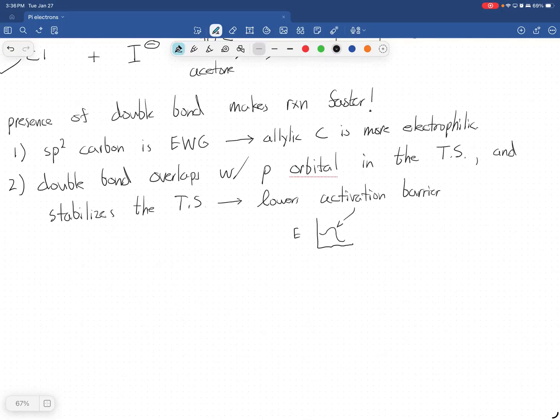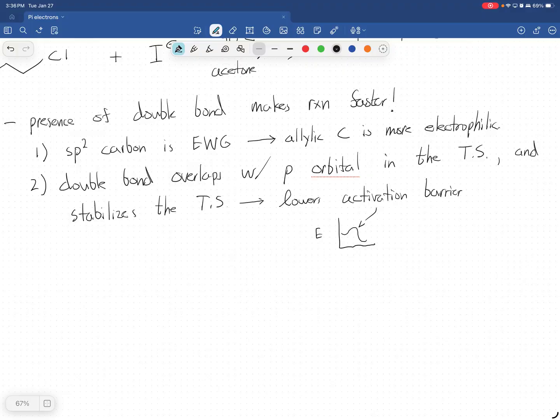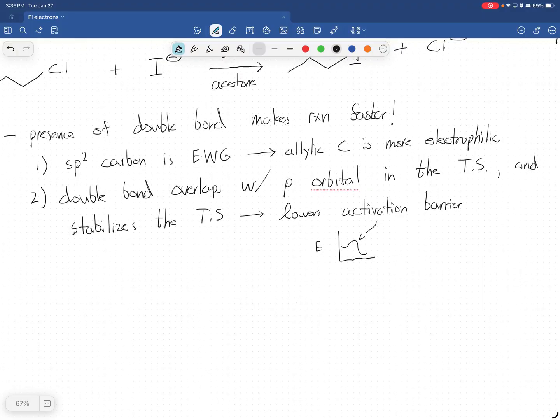What does this look like? Let me draw that example here. We have a double bond. Let me change this pen. The double bond has p orbitals.